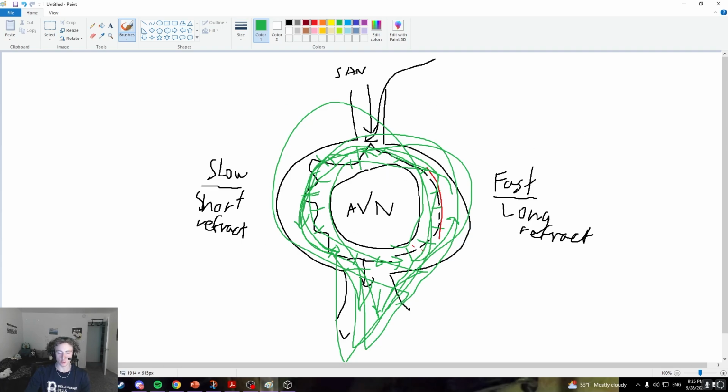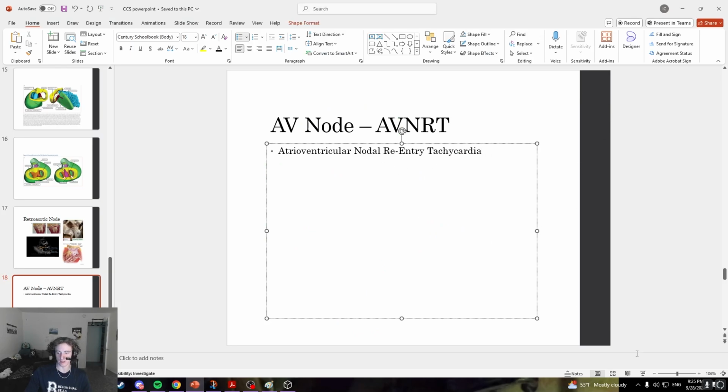If this is looping around and around, every time it reaches this part, it's going to take this pathway down along with taking this pathway. So every single time that signal recirculates, it's going to send a signal down, which means it's going to be sending signals way quicker than it should be. So that's why you get tachycardia, which is a fast heart rate, associated with the atrioventricular nodal reentry circuit.